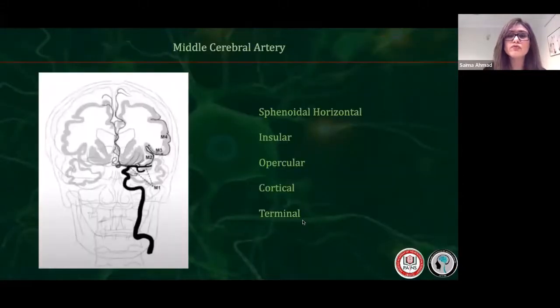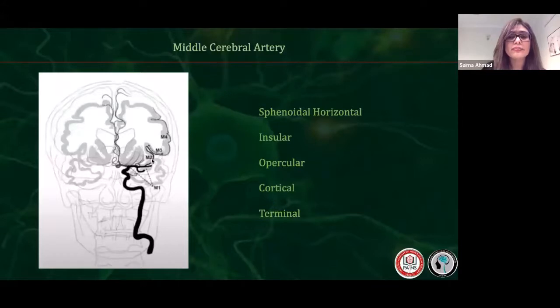So next we move to the middle cerebral artery. The middle cerebral artery also has 4 segments. The first, M1, is the sphenoidal segment, which gives rise to the lateral lenticulostriate arteries, then the insular, then the opercular, and then the terminal one.